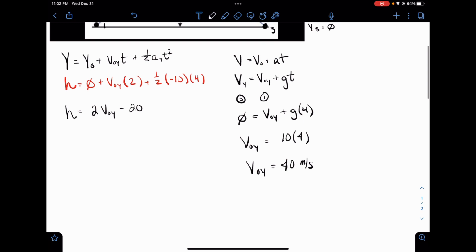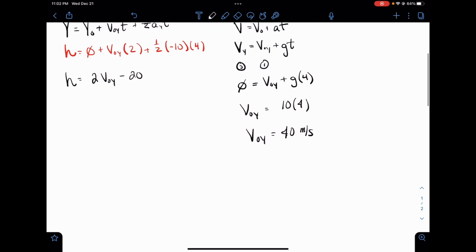And that's going to get plugged into our equation. So our final height equals 2 times v naught y, which I'm just going to plug in 40, minus 20. And our maximum height is going to be 80 minus 20, or 60 meters. And this is our final answer.